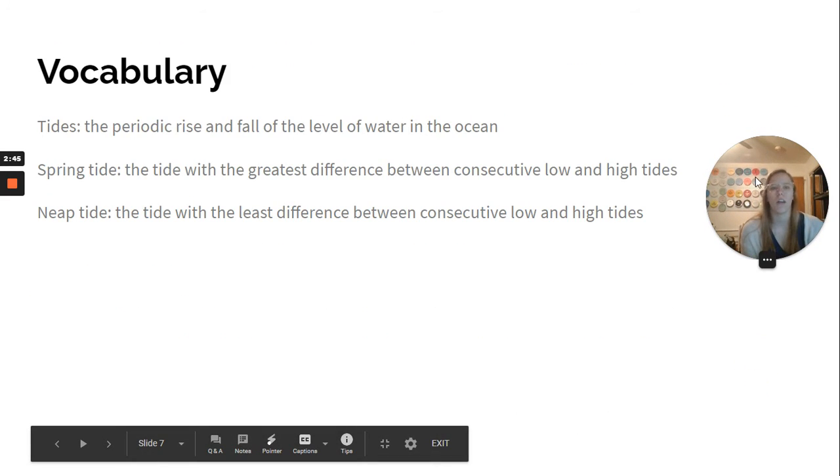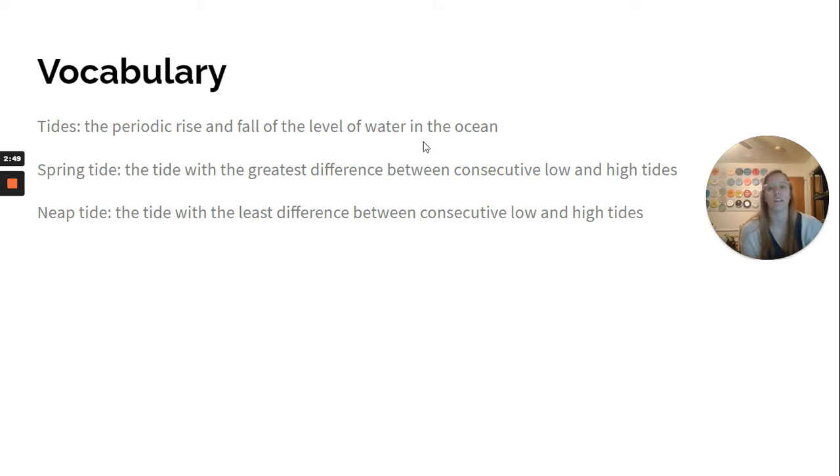So vocab, just 3 of them. Tides are the periodic rise and fall of the level of water in the ocean. Spring tide, the tide with the greatest difference between consecutive low and high tides. And neap tide is the opposite, the tide with the least difference between consecutive low and high tides.